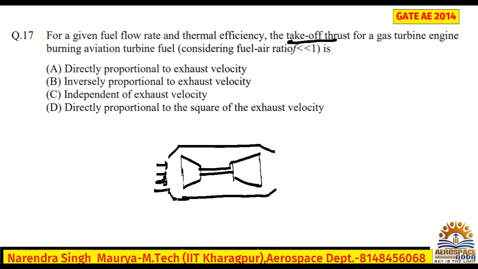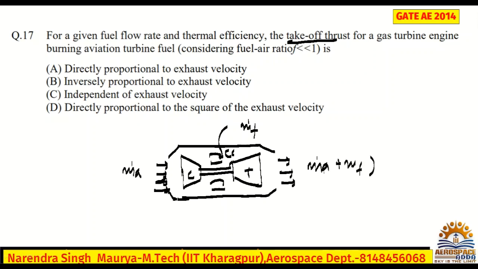So we have flow inlet and flow exit. This is the combustion chamber, this is the compressor, this is the turbine. In the combustion chamber, we are injecting fuel. Here we have the air intake, and this is the exit. So obviously m dot a plus m dot f. What is the exit velocity here? VE. And what is the inlet velocity here? V infinite. So if we check the thrust, they are asking the takeoff thrust.